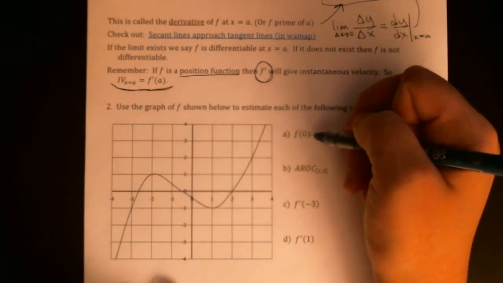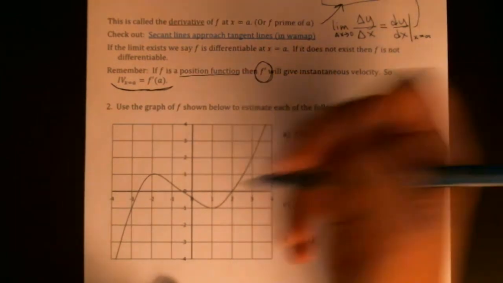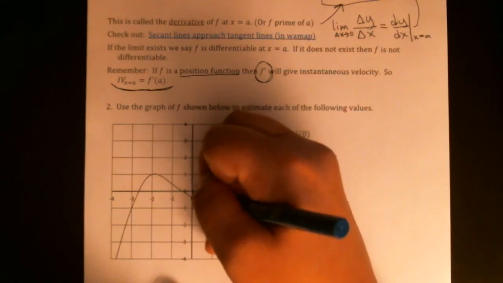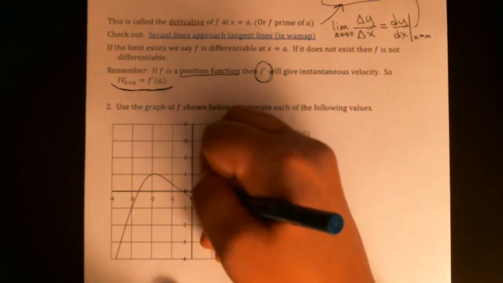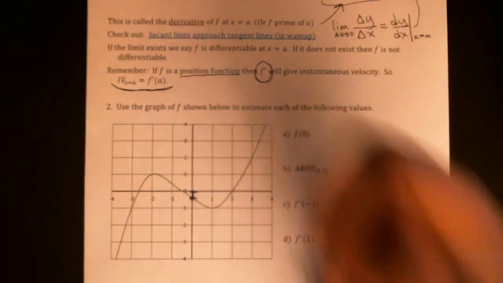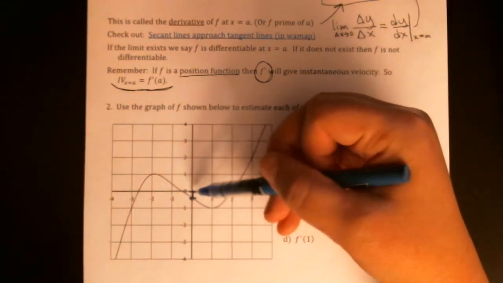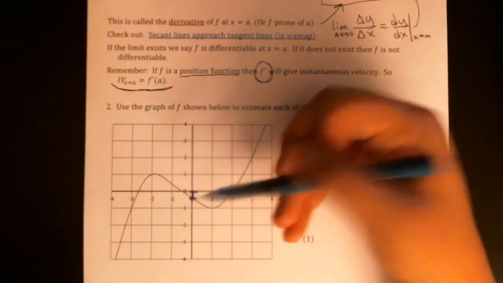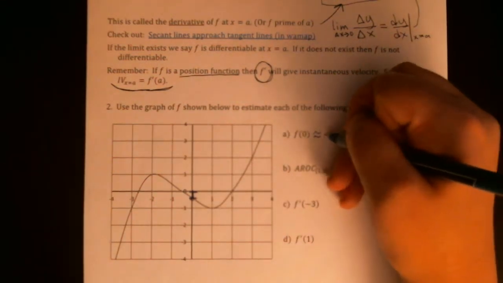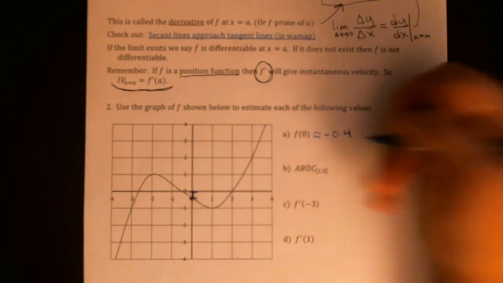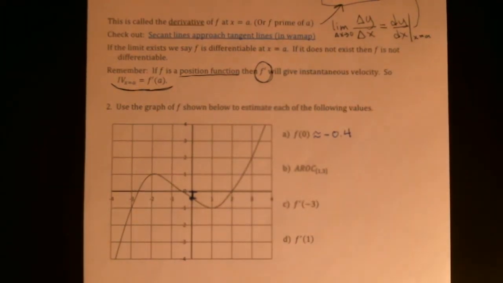F of 0, this is a y value, right? So we're going to go to where x equals 0, and we're going to go until we hit the function. And that little distance right there is going to be our y value, which looks like, this is a -1. It looks like maybe -0.4. Doesn't quite look like it's at -1/2 to me. Okay, so the first one is the y value.